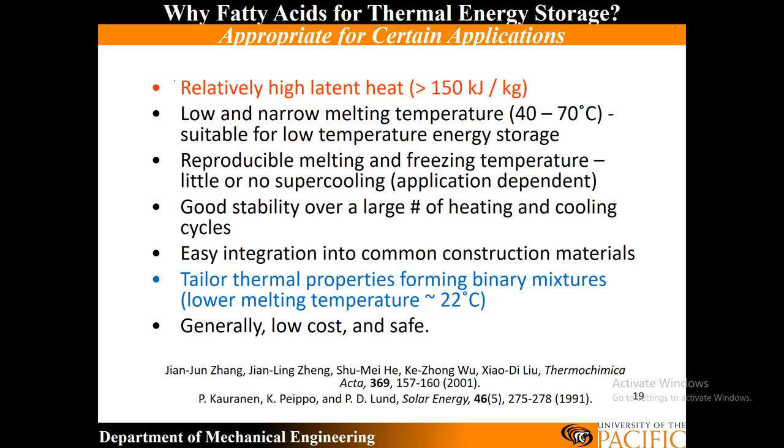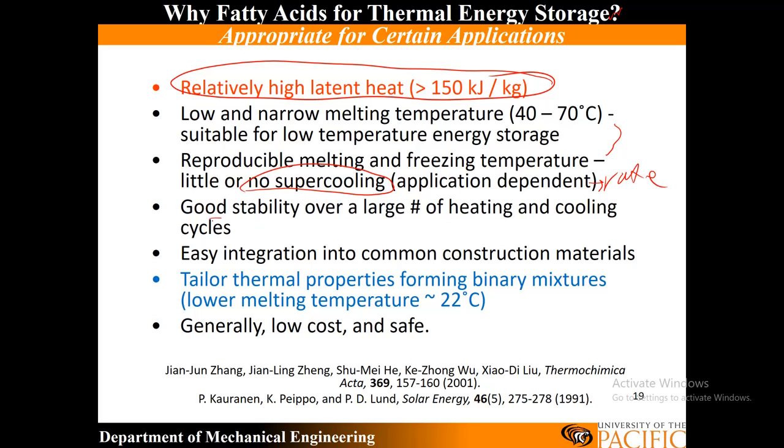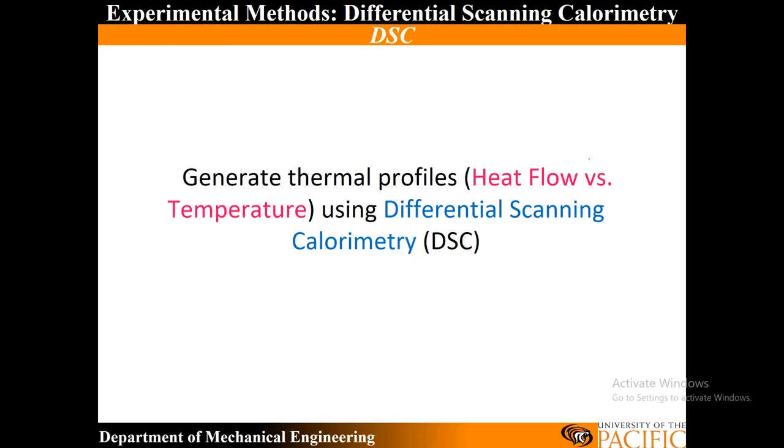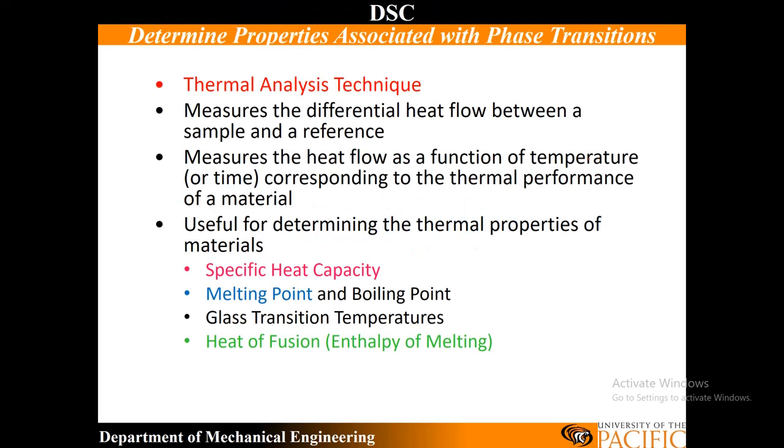So remember, we're looking for high latent heat of fusion. Again, depending on your application, we're going to look for a specific temperature. We want little or no supercooling, application dependent, but also rate dependent. Good stability, large number of cycles, easy to integrate, low cost, safe, et cetera. So these are some of the properties that you'll expect to see. So this is a pretty safe bet. Lauric and stearic acid will be a little bit more on this side, and you can see some of the typical properties here.